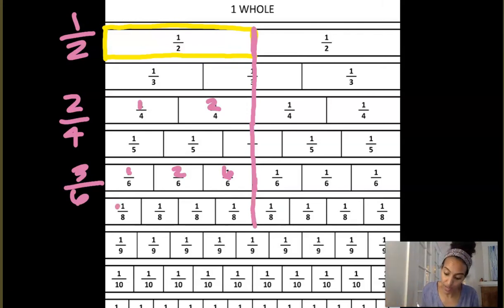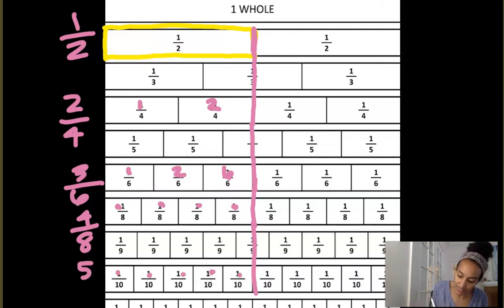Guess what? It lines up again. 1, 2, 3, 4/8. And all you have to do when you're counting fractions on fraction strips is just count them. So I literally just count the amount of boxes. 1, 2, 3, 4. So that means it is 4/8. I'm going to keep going. Wow, it lines up with this too. It lines up with the end of that box perfectly. 1, 2, 3, 4, 5. 5/10 is equivalent to 1/2.